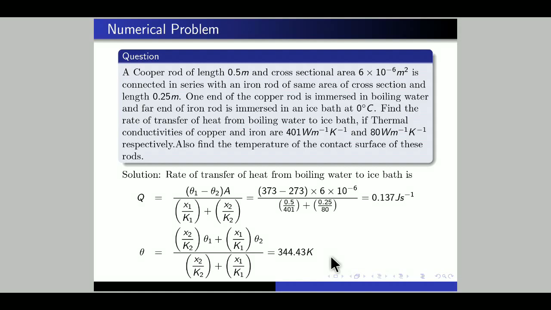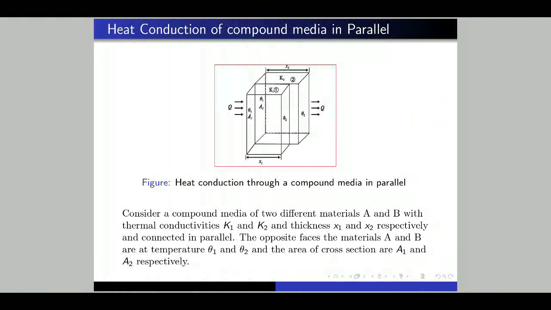Now we will look at how heat is conducted in a compound medium when the materials are connected in parallel. Consider a compound material of two different materials A and B with thermal conductivities K1 and K2 and thicknesses x1 and x2. The opposite faces of materials A and B are at temperatures theta 1 and theta 2. Here you can see the heat flow is parallel. Remember, heat enters material A and heat flows out from material B. This is a parallel connection.